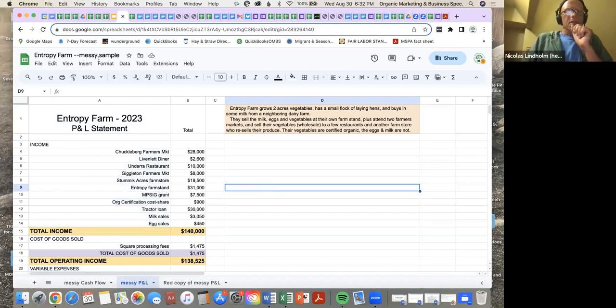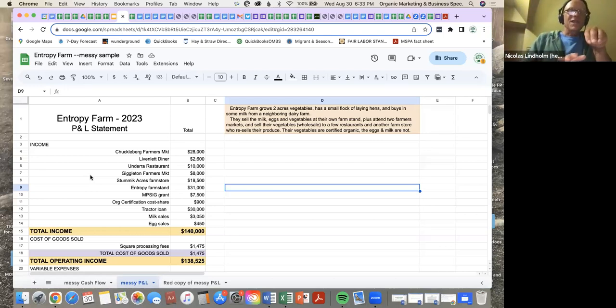You'll notice, I should have said this at the beginning. This is what I title as a messy chart of accounts and a messy P&L statement. And I'm going to move towards a tidy one. My second sample will be me cleaning it up.